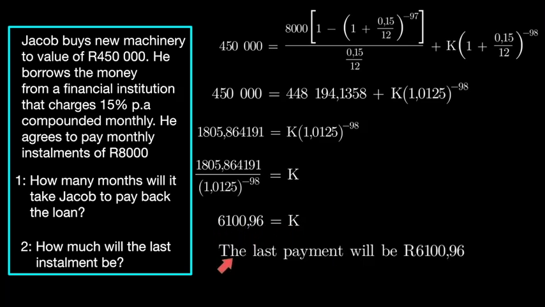So again, I'm just going to write it out. The last payment will be 6,100 Rand and 96 cents. So please remember this formula. It's really important, and this whole entire video is quite important to know how many equal payments there are, is there a last payment, and how to calculate it.